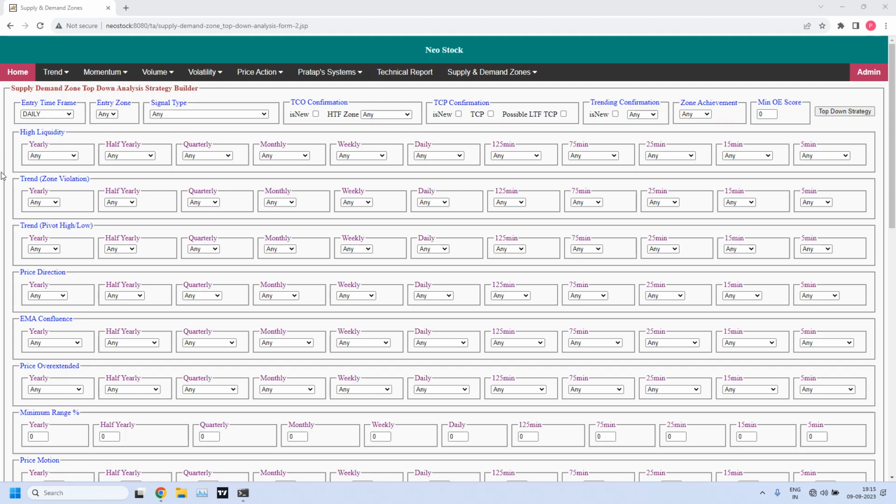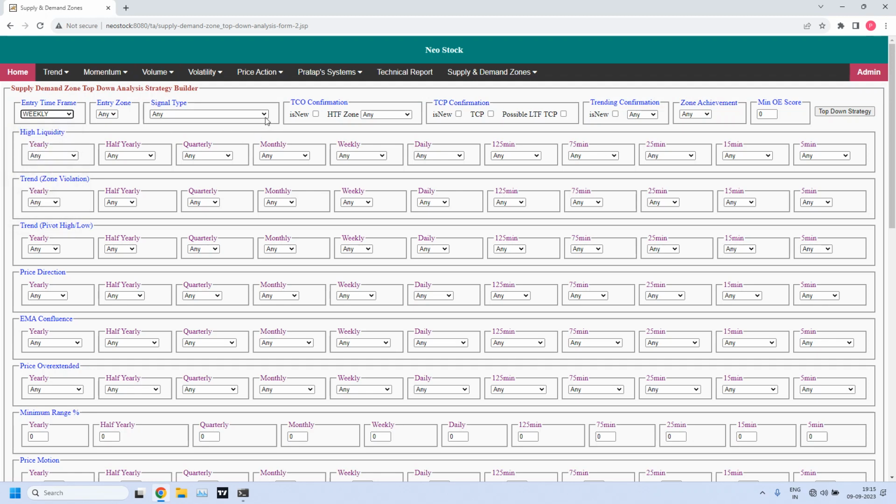Let us generate weekly demand and supply zones. For the weekly candle opened on 4th September 2023 and closed on 8th September 2023. So let me select the entry time frame as weekly.